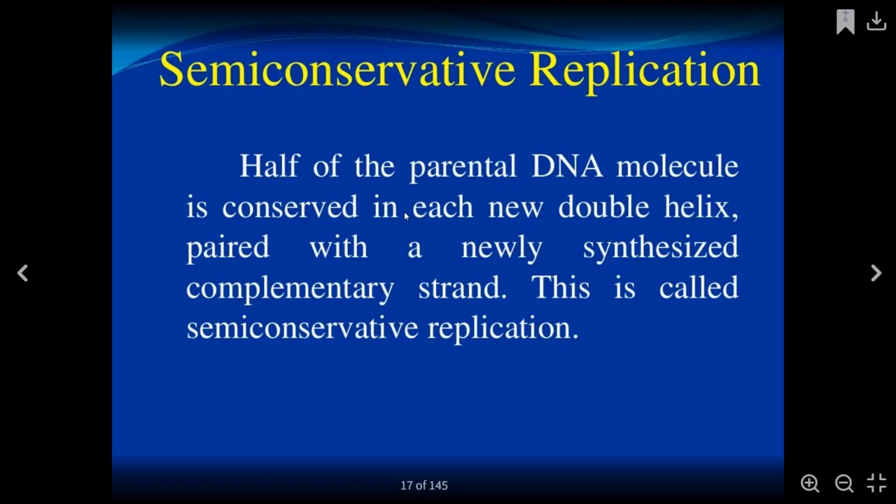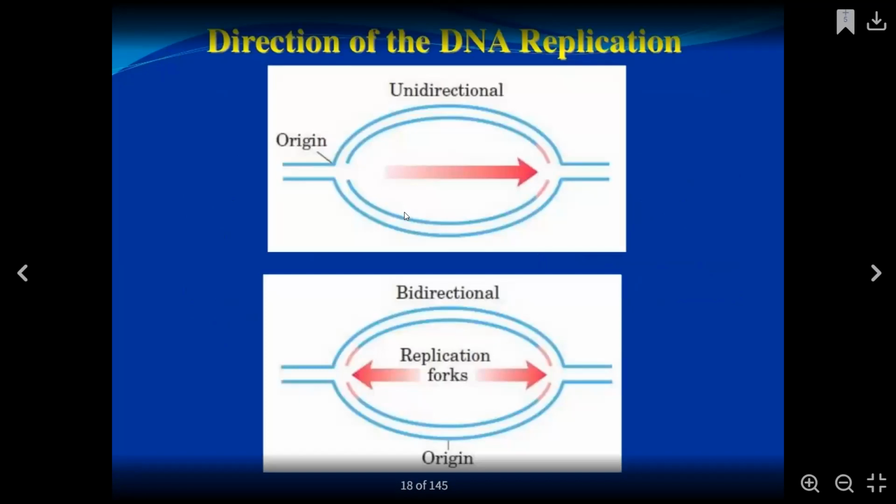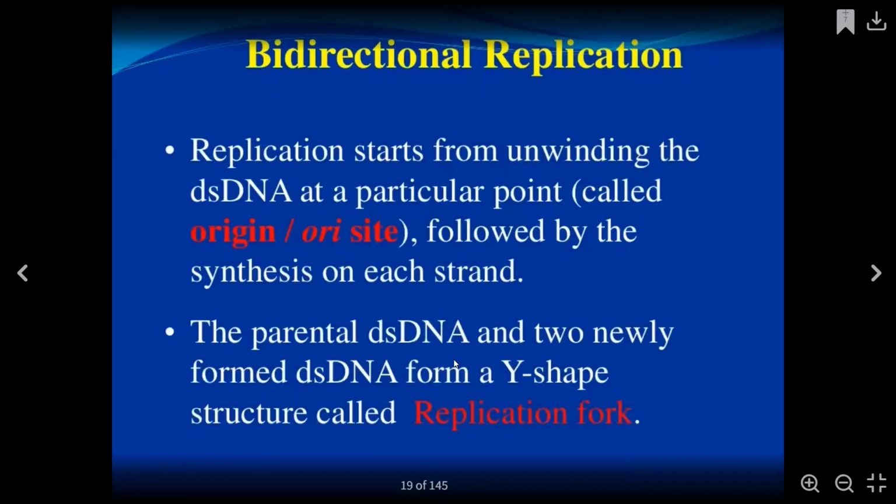So here, once again, we repeat the semi-conservative replication. Half of the parental DNA molecule is conserved in each new double helix paired with a newly synthesized complementary strand. This is called the semi-conservative mode of replication. So as we mentioned, the direction is bidirectional. We already mentioned the characteristics of the semi-conservative method of replication. So you can see the direction of the DNA. It is in the ori region where the direction starts. First it starts unidirectionally. Then as the fork opens, you can see the replication is bidirectional. So let us see this mechanism, bidirectional replication.